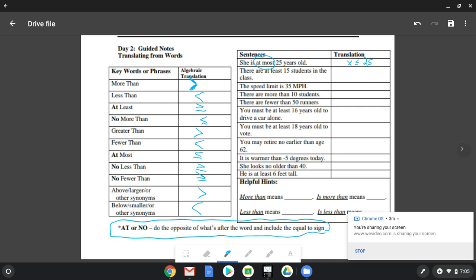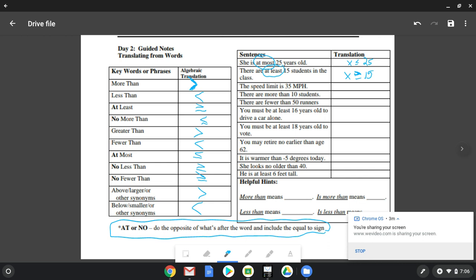All right, next one, at least. If we take a look at that keyword there, we go to at least on the left side, we see that it's greater than or equal to. And then we use X for the left side. And then 15. Excuse me. 15 is the number on the right side.